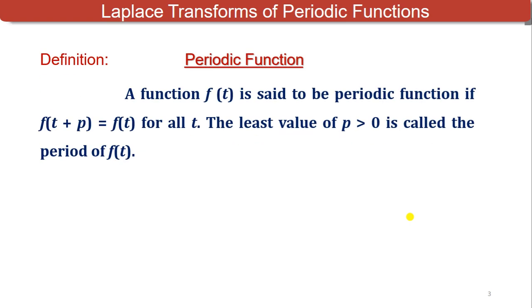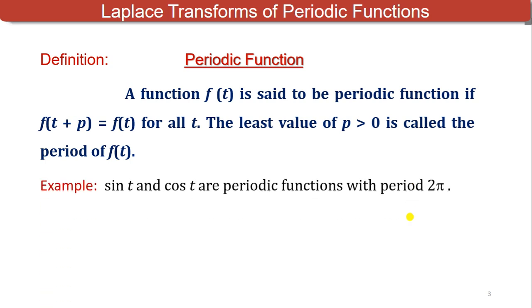A function f of t is said to be periodic if f of t plus p equals f of t for all t. The least positive value of p is called the period of f of t. In other words, a wave or cycle that gets repeated after a certain time interval over a period of time is called a periodic function. Example: sin t and cos t are periodic functions with period 2 pi.